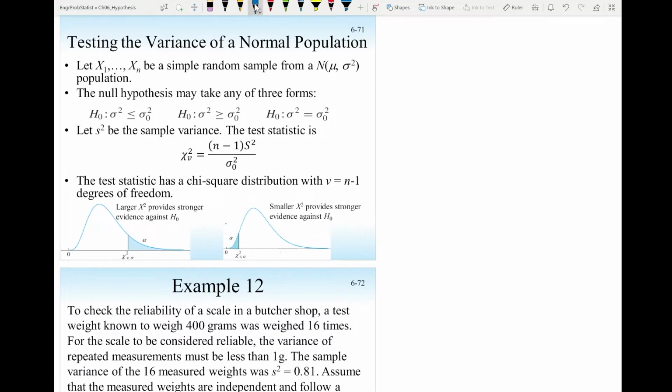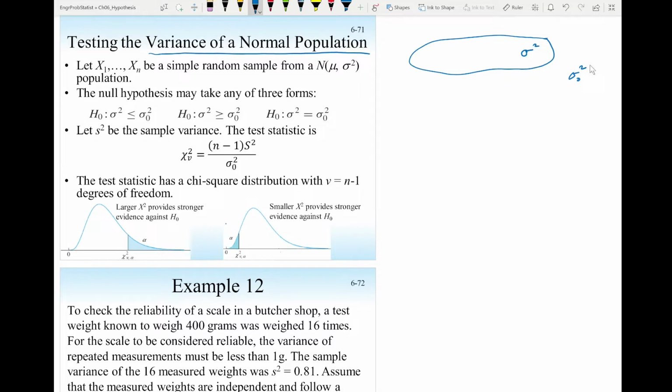Okay, let's start talking about setting the hypothesis for the variance of a normal population. So the problem is as follows. We have a population and it has a variance that we are interested in. So the question now is, the company may claim the variance is larger than a specific value, sigma naught squared, or maybe smaller or equal. So how do we set the hypothesis test to accept it or reject it?